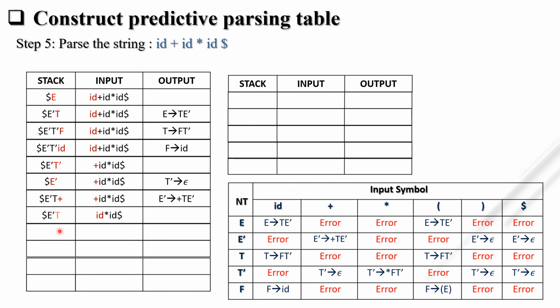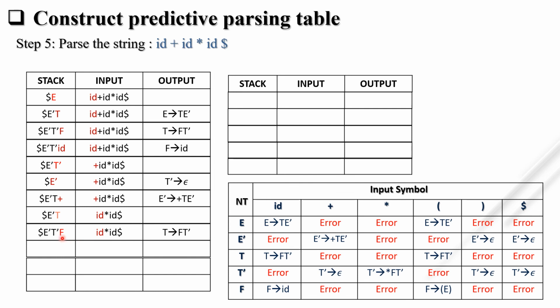Okay. Now we have to check this T and ID. T and ID, what we have? T tends to F T dash. So instead of T, what we have to write? T dash F in reverse. E dash is as it is, T dash F. Input string is also as it is.